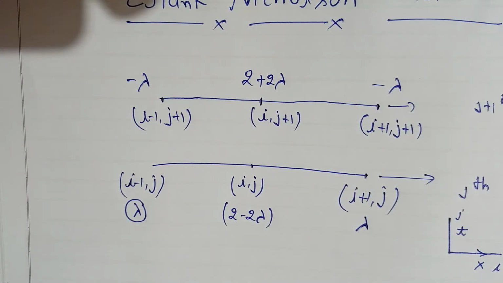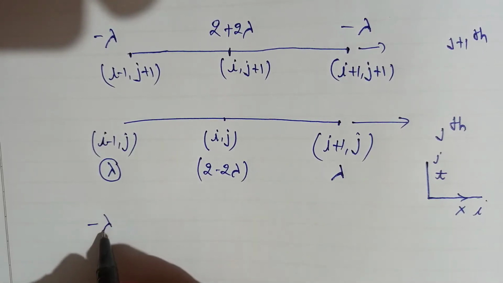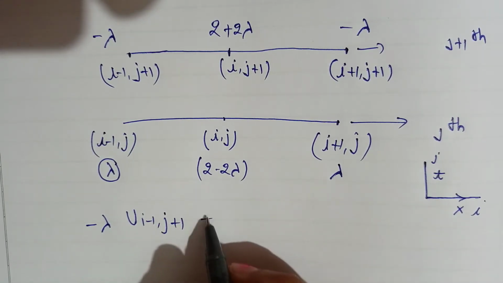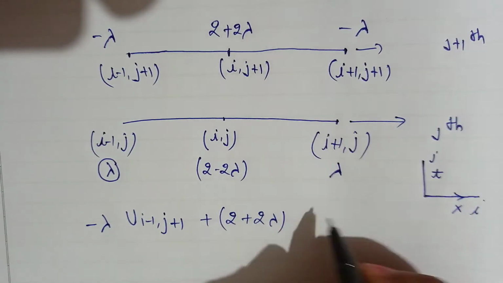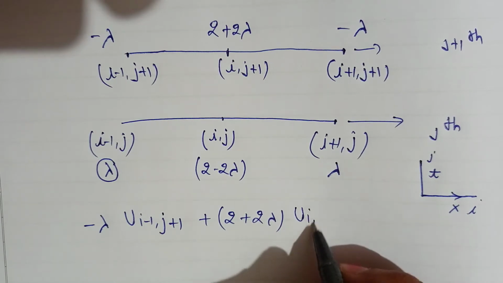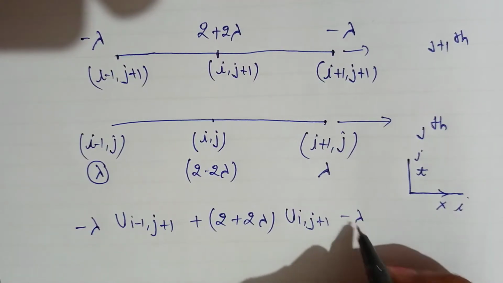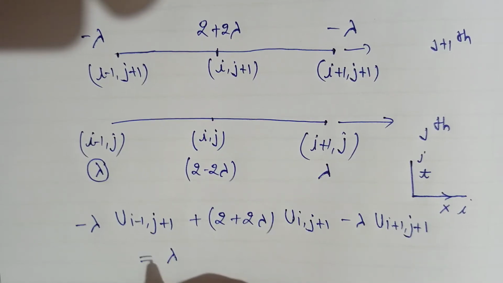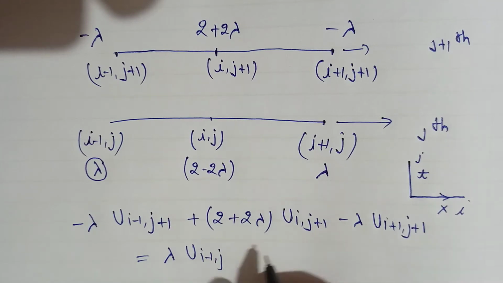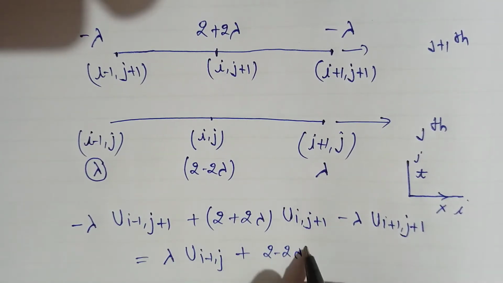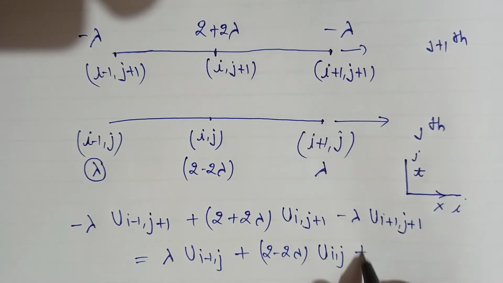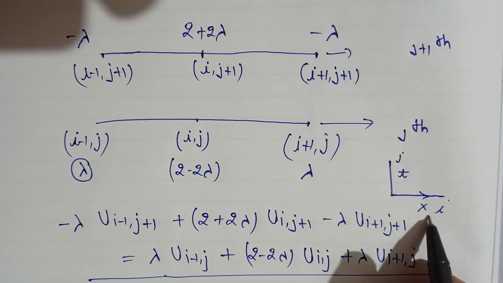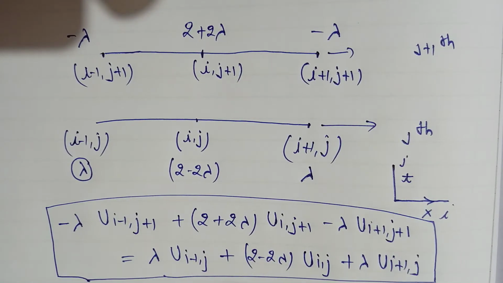Then the Crank-Nicolson formula will be, we can write here: minus lambda u i minus 1, j plus 1, plus 2 plus 2 lambda u i comma j plus 1, minus lambda u i plus 1, j plus 1, equal to lambda u i minus 1 comma j plus 2 minus 2 lambda u i comma j plus lambda u i plus 1 comma j. So this is your Crank-Nicolson formula.